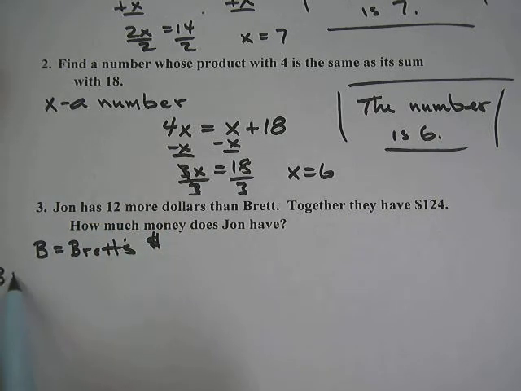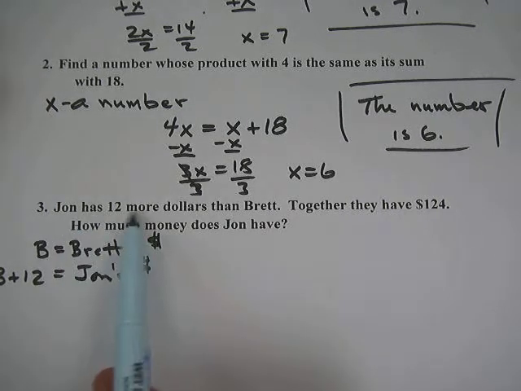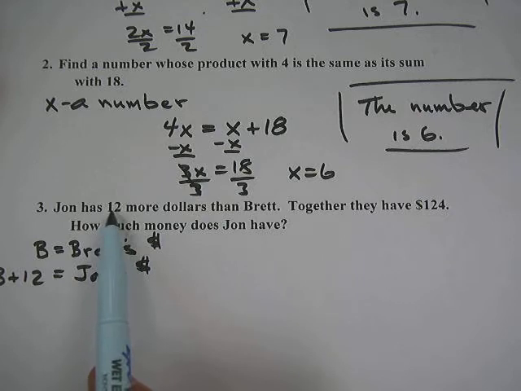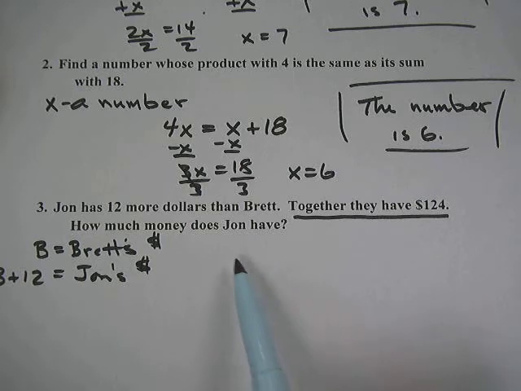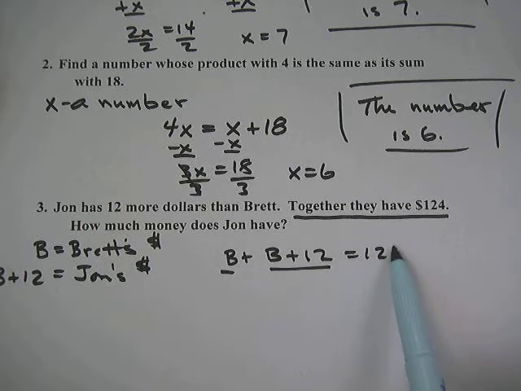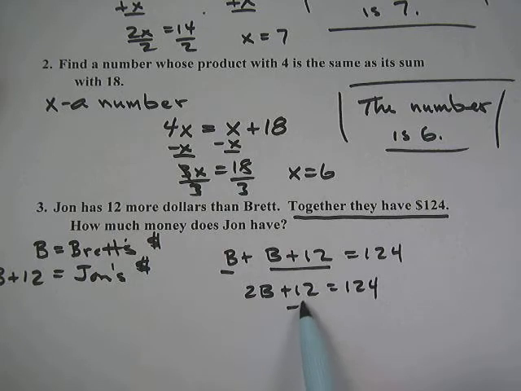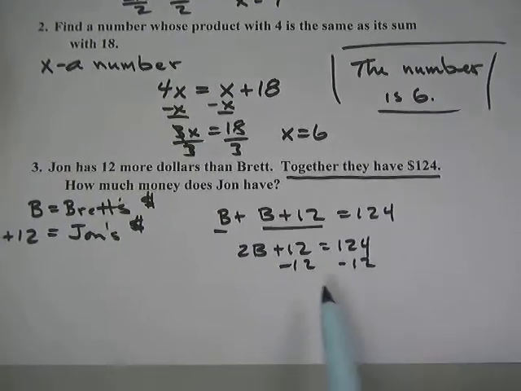Well, it says John has 12 more than Brett. Well, if Brett is B, that means John must be B plus 12. That's John's money. Okay, so John has 12 more than Brett. Brett's B, therefore John has to be 12 plus B. So over here, this is telling me my equation. It says together, that's B plus B plus 12. So this is Brett and this is John. They have $124. So I'm going to solve 2B plus 12 equals 124. Subtract 12.